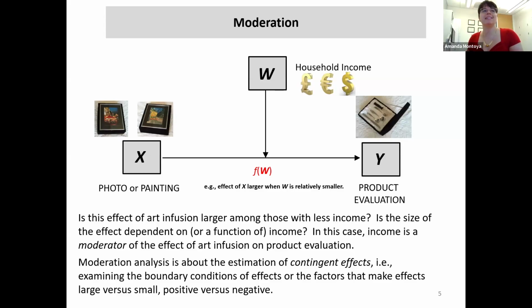We want to know if the size of the effect of the painting on product evaluation depends on, or is a function of, income. In this case, we would call income a moderator of the effect of the art infusion manipulation on the product evaluation. Moderation analysis is really all about estimating these contingent effects, meaning we might want to estimate the effect of the manipulation for people with high income, for people with middle income, for people with low income.